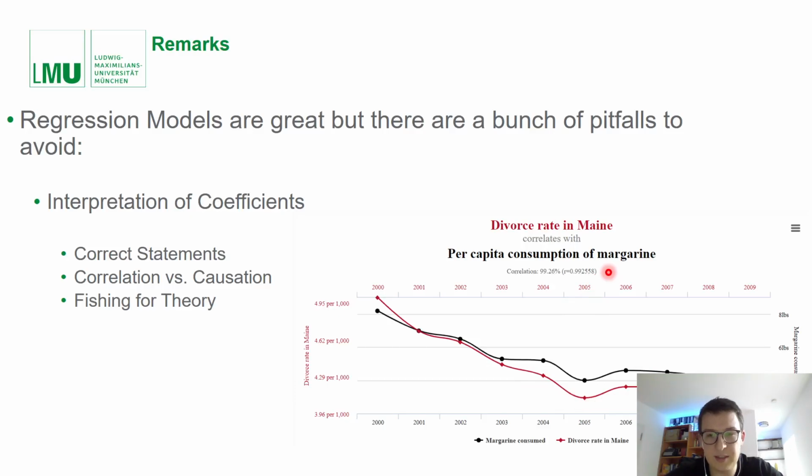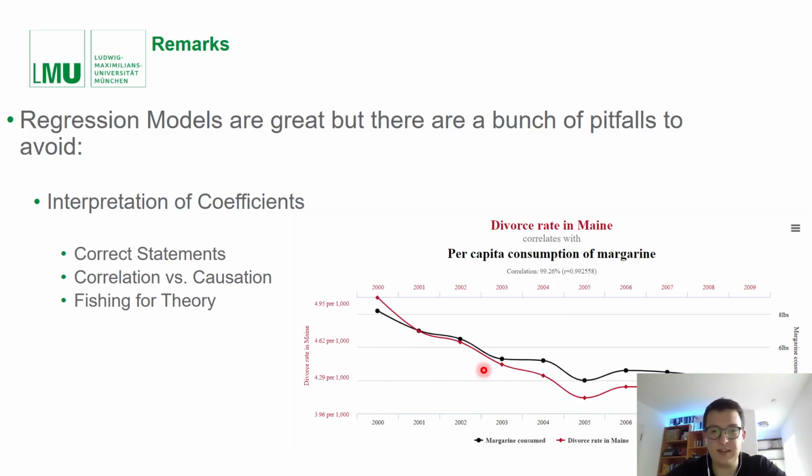You probably can't read it, but these two variables here have a correlation coefficient of 0.99, almost perfect correlation. But if we look at it, it's the divorce rate in Maine and the per capita consumption of margarine. You cannot convince me that there's a theoretical connection between the divorce rate in Maine and the per capita consumption of margarine. This is just spurious, or let's say it occurred randomly.